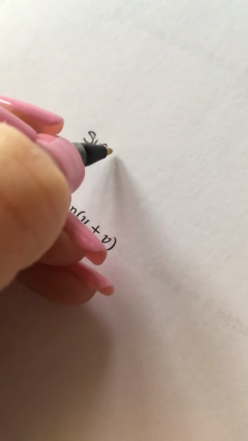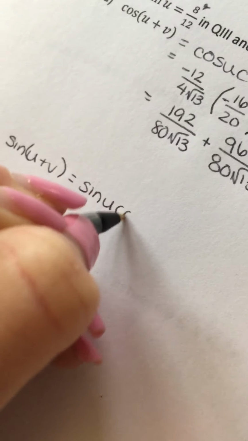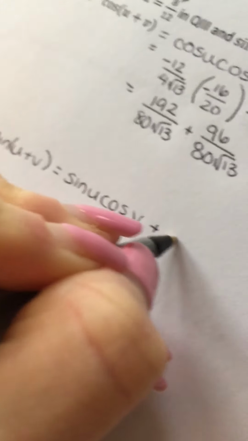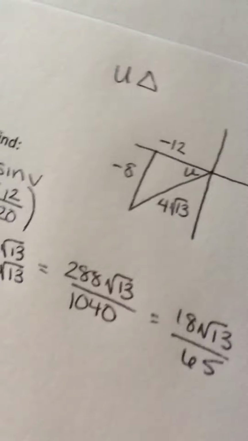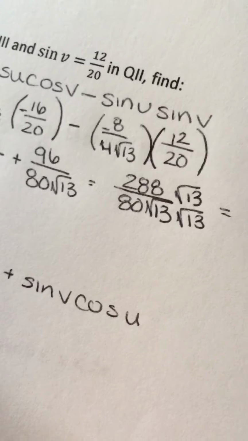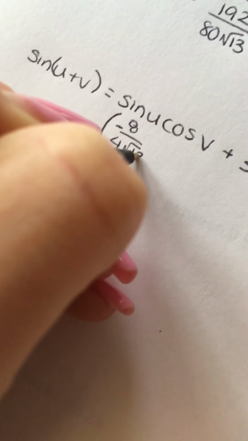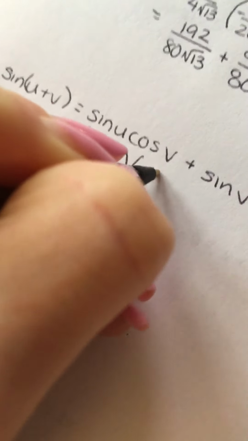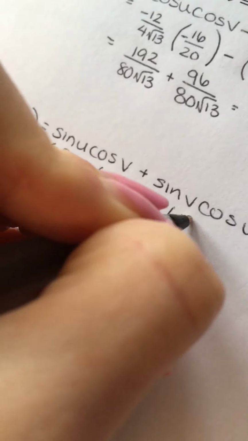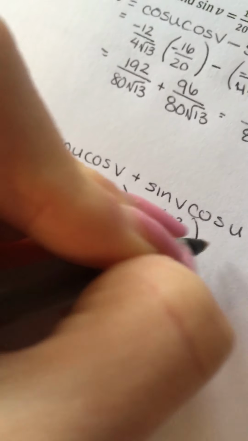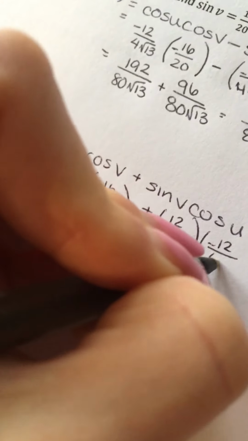So I'm going to just say sine of u plus v is equal to sine of u cosine of v plus sine of v cosine of u. Swap the trig functions, keep the sign. All right, so sine of u, like I said, you could cheat from the previous problem there. We get negative 8 over 4 root 13, cosine of v is negative 16 over 20, plus sine of v is going to be 12 over 20, cosine of u is going to be negative 12 over 4 root 13.